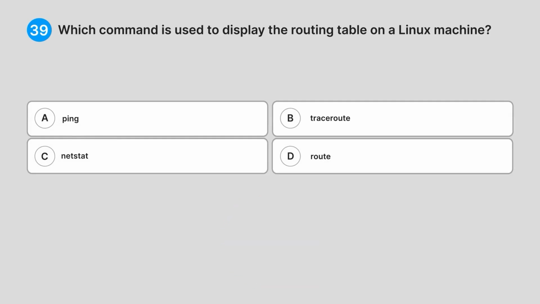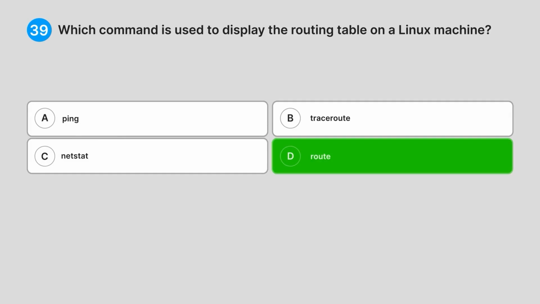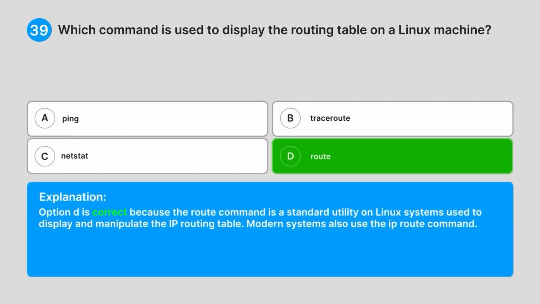Correct answer, D. Route. Explanation: option D is correct because the route command is a standard utility on Linux systems used to display and manipulate the IP routing table. Modern systems also use the ip route command.